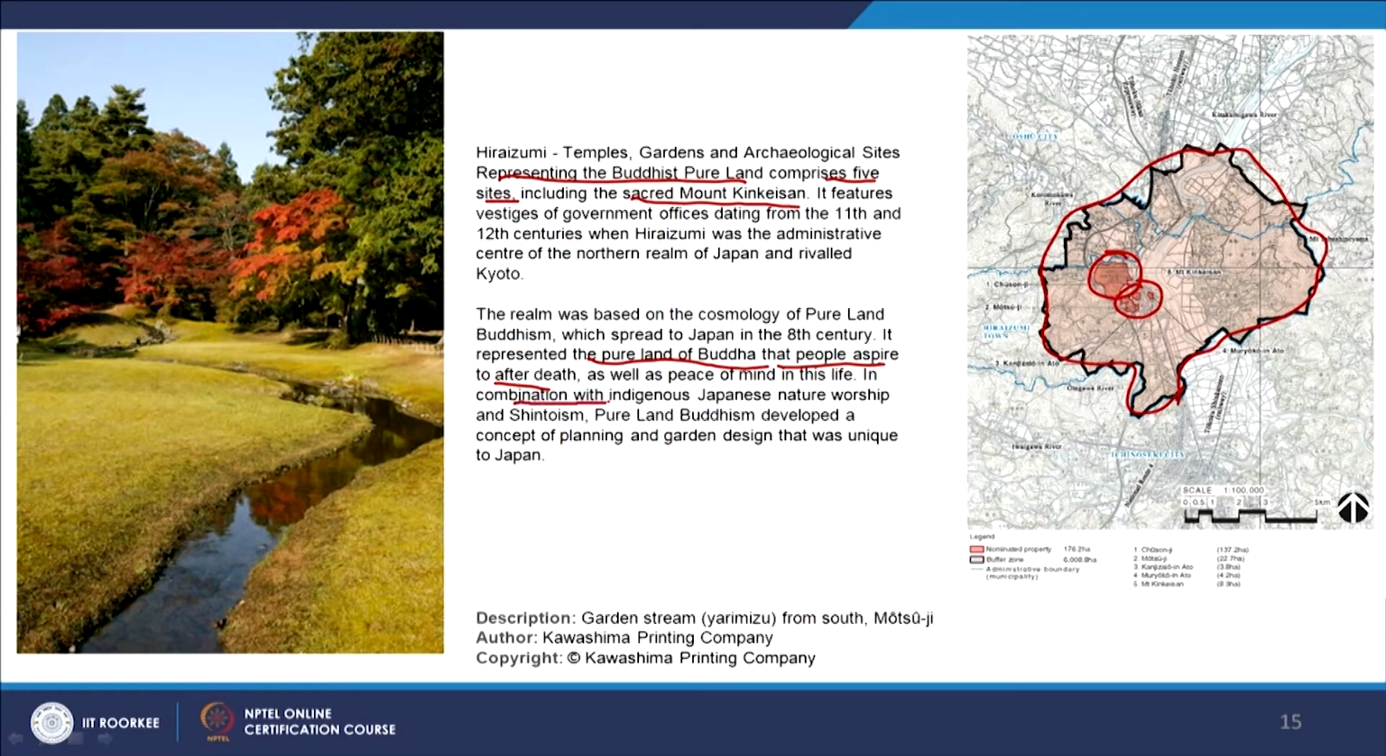So in combination with indigenous Japanese nature worship and Shintoism, this Pure Land Buddhism developed a concept of planning and garden design that was unique to Japan. This is the base of how the Japanese gardens developed gradually. It is one of the rich pieces of evidence, so it's not just the properties here, but the whole garden setup. The landscape has given shape and meaning to today's Japanese gardens.